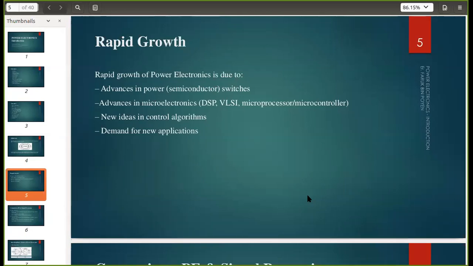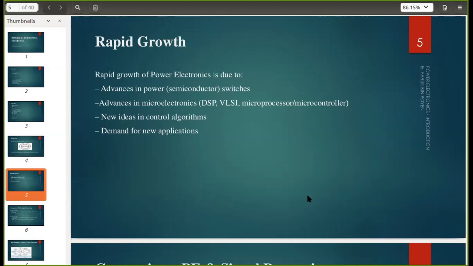This is the first rapid growth, because nowadays we are going with huge numbers of semiconductor devices. Earlier there were huge vacuum tubes. You can see the difference: the old television was a dome type, but now the television is flat. Why? Because of the advancement in semiconductor devices or semiconductor switches.